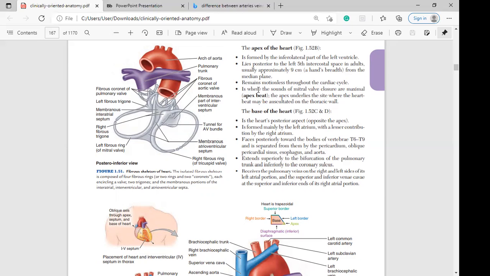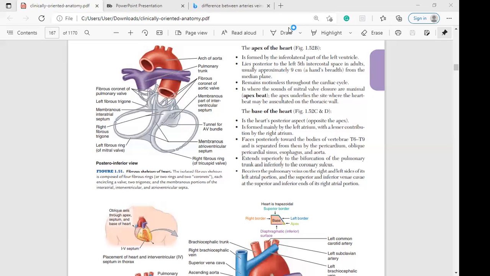Now, that apex of the heart is also the place where you get the apex beat, which I mentioned before. So the apex of the heart is where the sounds of the mitral valve closure are maximal. If you want to hear that lub-dub sound of the heart, you put your stethoscope on the apex of the heart, because that is where the mitral valve is located. That is where you measure the apex beat, and the apex beat is where you hear the sound of the closure of the mitral valve, or the bicuspid valve.